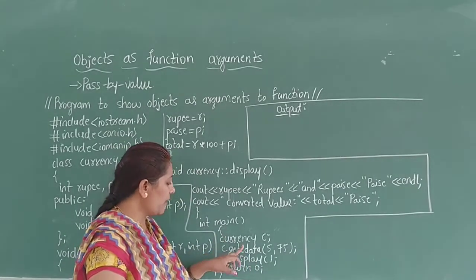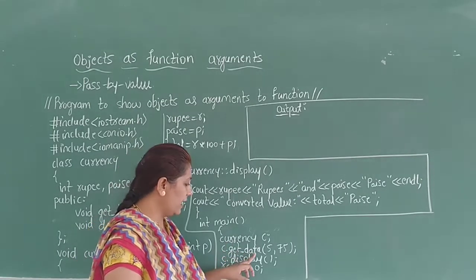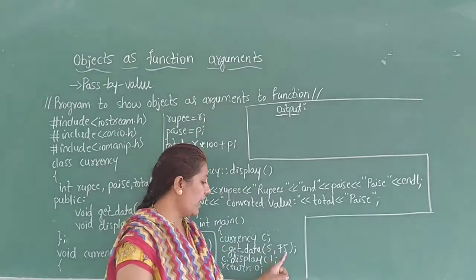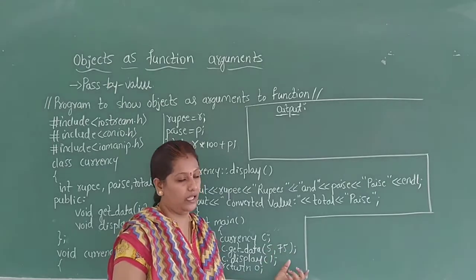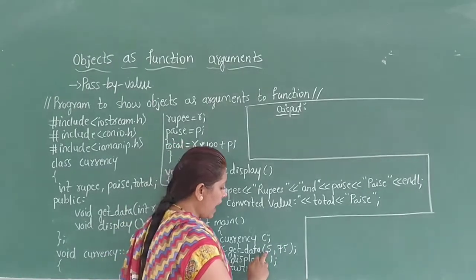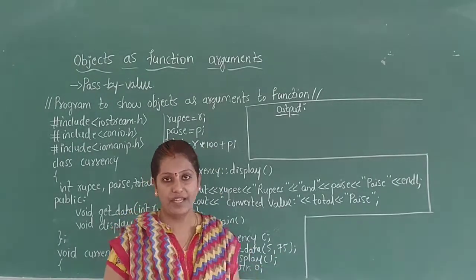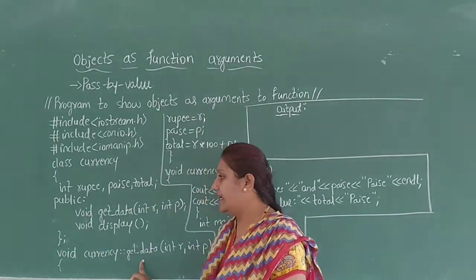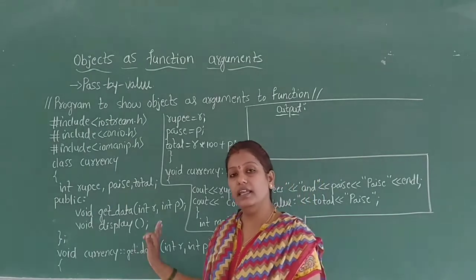The first member function is called using the object c dot getdata, passing two values 5 and 75. This is called the pass by value method. The value 5 is treated as r, and the value 75 is treated as p. Then the control connects to the getdata function where it is defined inside the class.